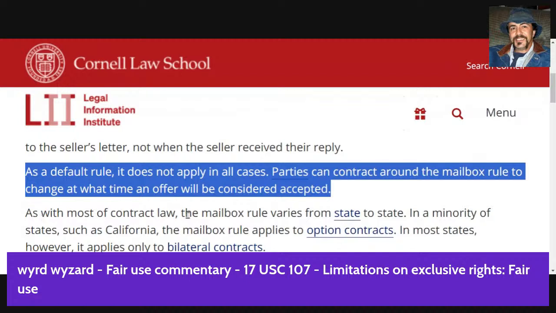As with most of contract law, the mailbox rule varies from state to state. In a minority of states, such as California, the mailbox rule applies to option contracts. In most states, however, it applies only to bilateral contracts. Again, you have to be a party to the administration in order to contract either by the option contract or the bilateral contract.